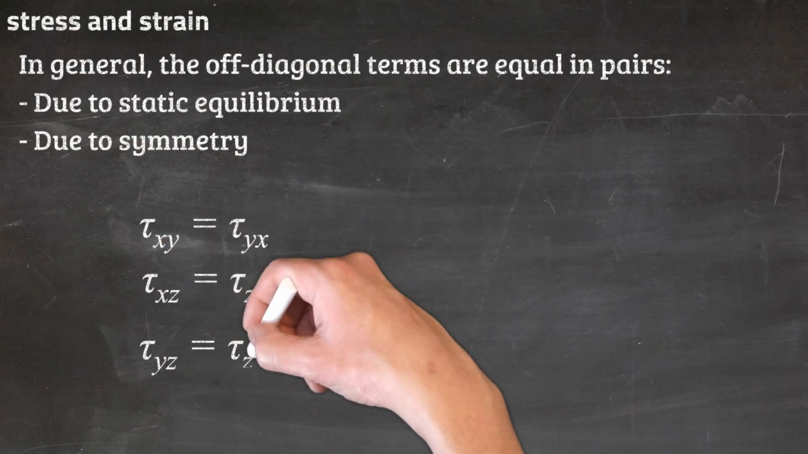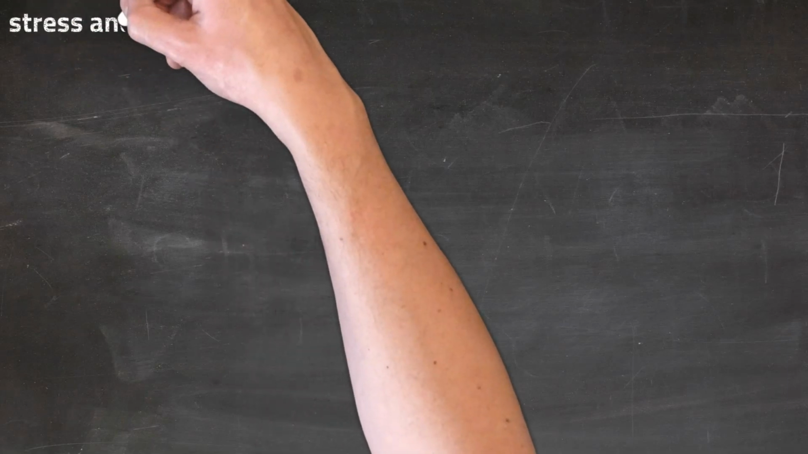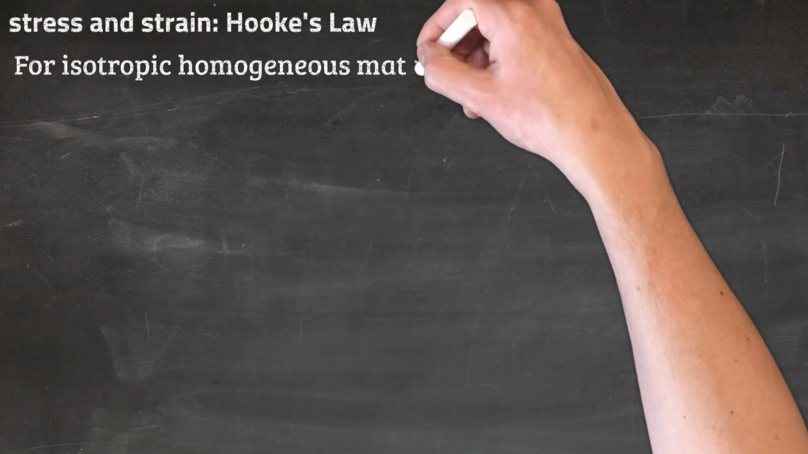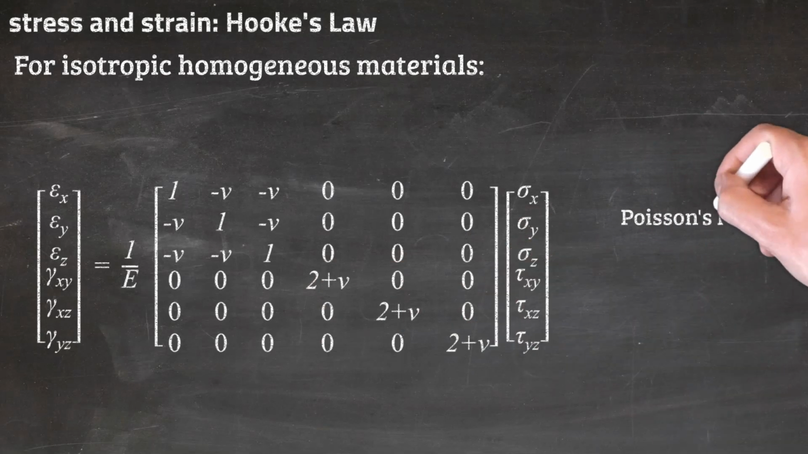In general, due to static equilibrium and symmetry, all the off-diagonal terms, or in other words, the shear stress and strain components are equal in pairs. That would simplify the stress and strain tensors. This simplification helps us to write the constitutive law in a matrix multiplication format.